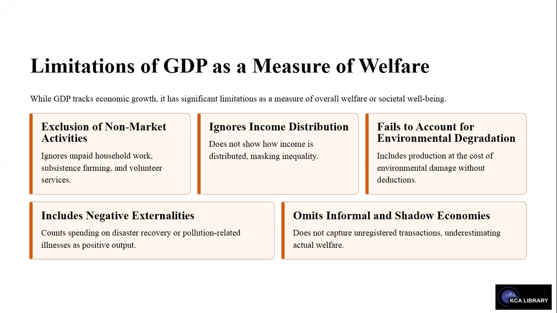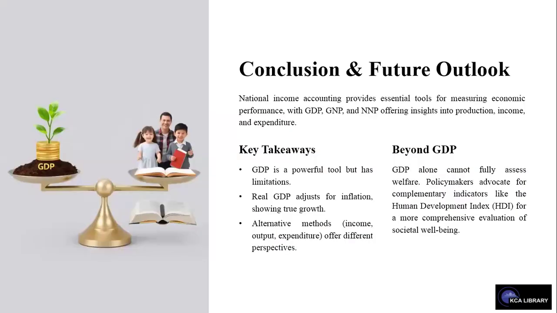And lastly, it omits informal and shadow economies, and this means that it does not capture unregistered transactions, underestimating actual welfare. In conclusion, national income accounting provides essential tools for measuring economic performance with GDP, GNP, and NNP, offering insights into production, income, and expenditure. And what you need to know is that GDP alone cannot fully assess welfare. And policymakers advocate for complementary indicators like the Human Development Index for a more comprehensive evaluation of societal well-being.